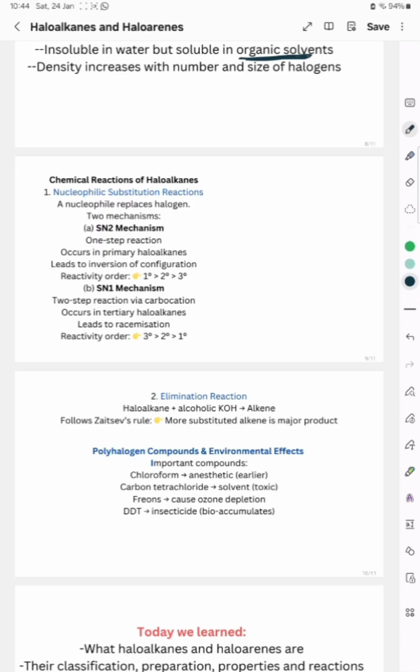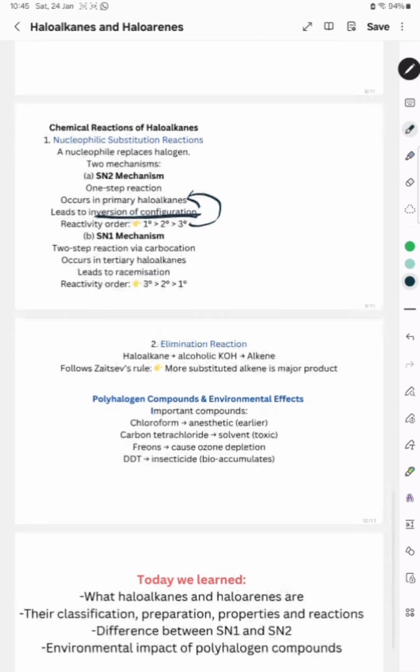The SN2 mechanism occurs in primary haloalkanes only. The reaction will be best in primary haloalkanes only. This leads to the inversion of the configuration. We already know about the configuration. Because the reaction occurs from the back side, this leads to the inversion of the configuration. The reactivity order is 1 degree, 2 degree, 3 degree, which means primary haloalkanes react easily.